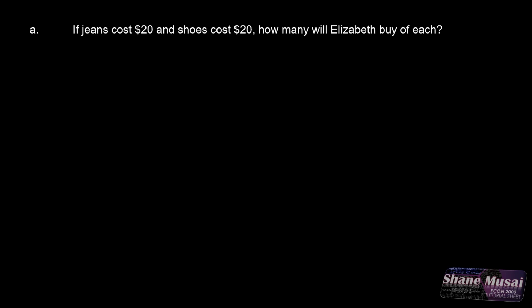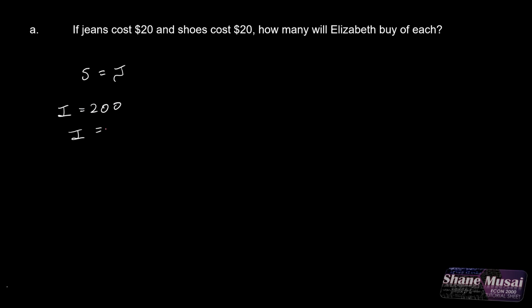We remember for every pair of shoes she buys, she also buys a pair of jeans. So therefore, if shoes is represented by S, then S must equal J, because the number of shoes must equal the number of jeans, because she always buys them in a fixed 1-to-1 proportion. Income is equal to 200.